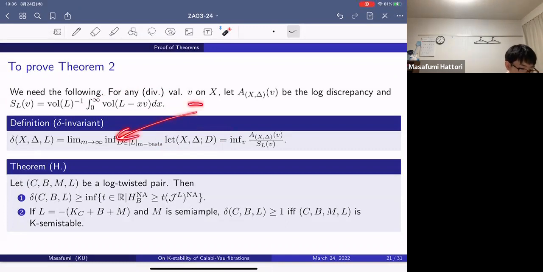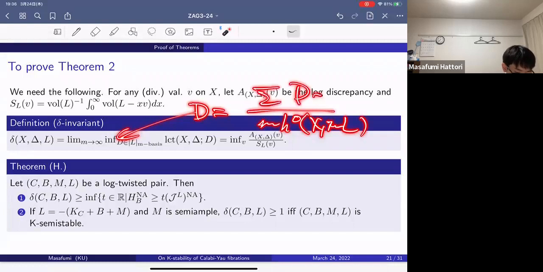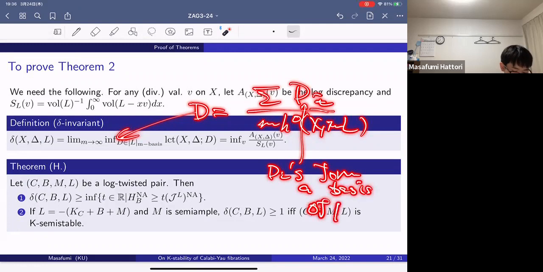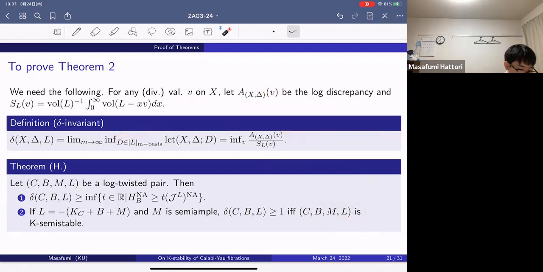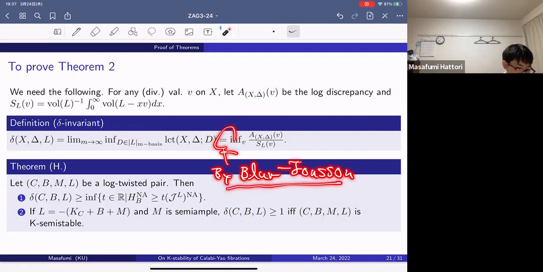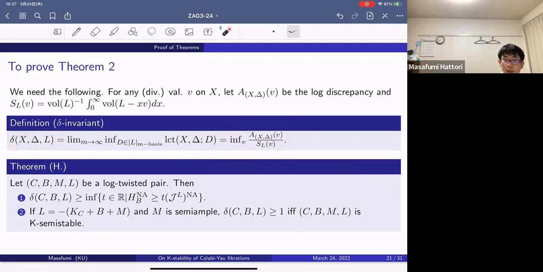And DI form a basis of H0 XML. And this is proved by Brown Johnson. So delta invariant equals the infimum of X delta V over SLV, where V runs over any divisorial variations.